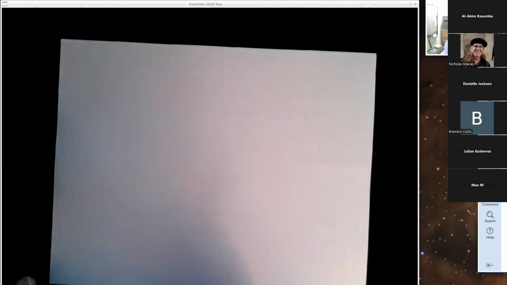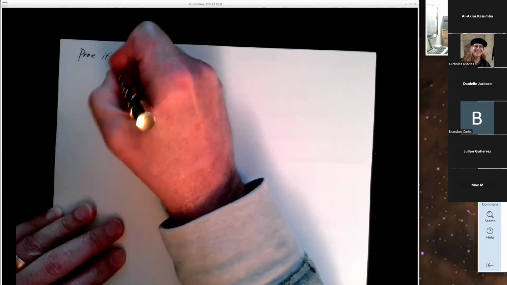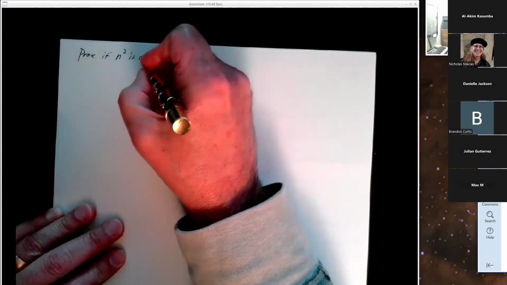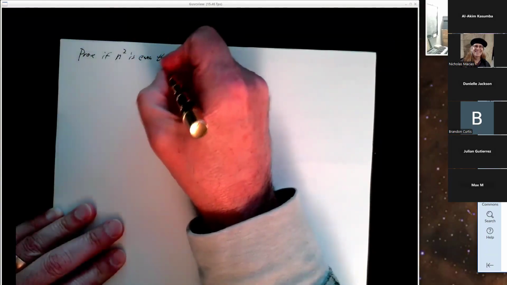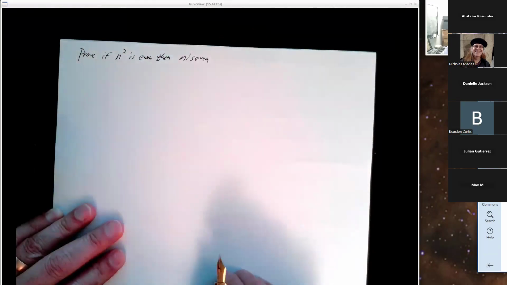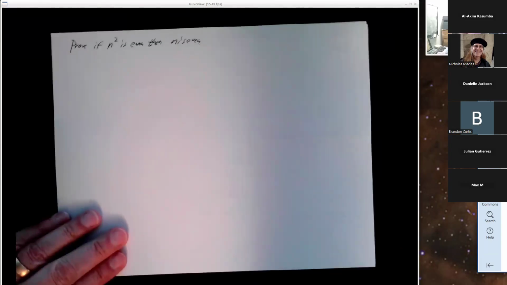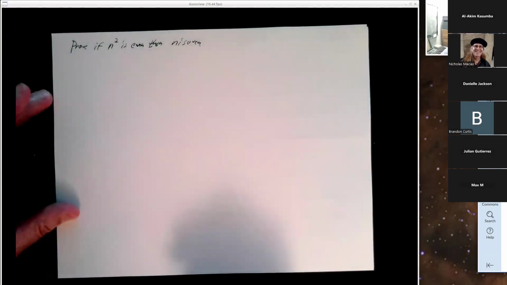So let's just do that again. Prove if n squared is even, then n is even. Okay, so this is an indirect proof. Indirect proofs are written a little differently.